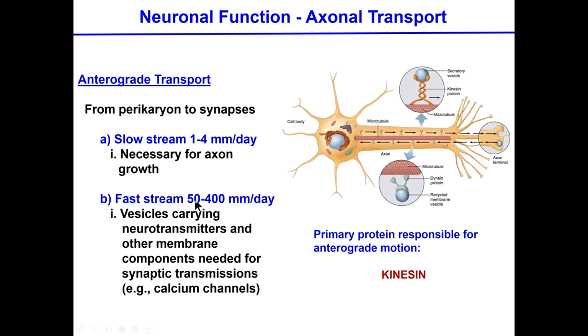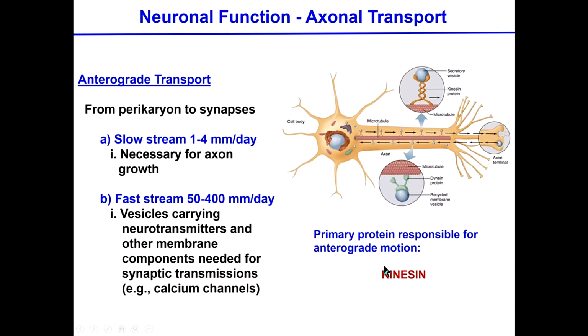That's the one that I've been talking about primarily, moving the vesicles carrying the neurotransmitters, and this is substantially faster than the other one. We go from 1 to 4 to more than 10-fold faster compared to the slow version. And this, as I said, is the one that is responsible for the transport of the neurotransmitters, which are essential for the functioning of the nervous system.